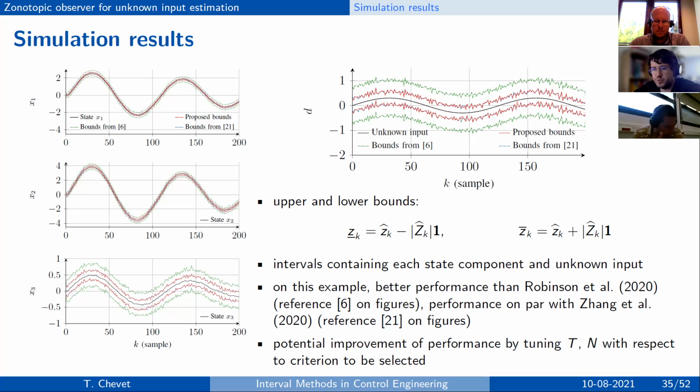Yes, but we could also try and see what happens if we tune the prediction step, if we try to first minimize the predicted zonotope in the prediction step, and then use the optimum in the estimation step.